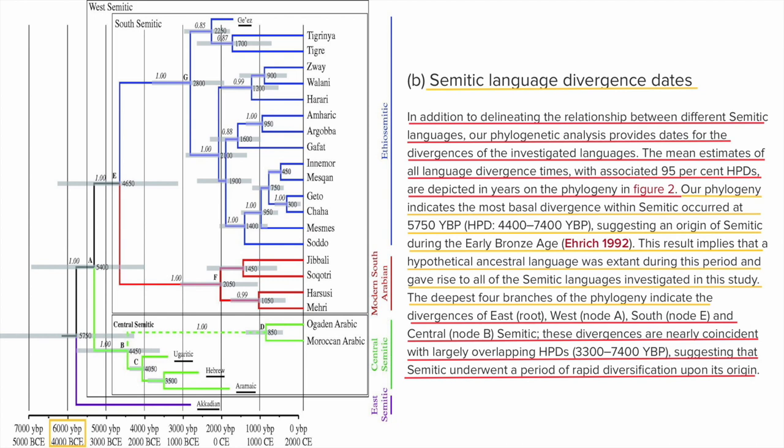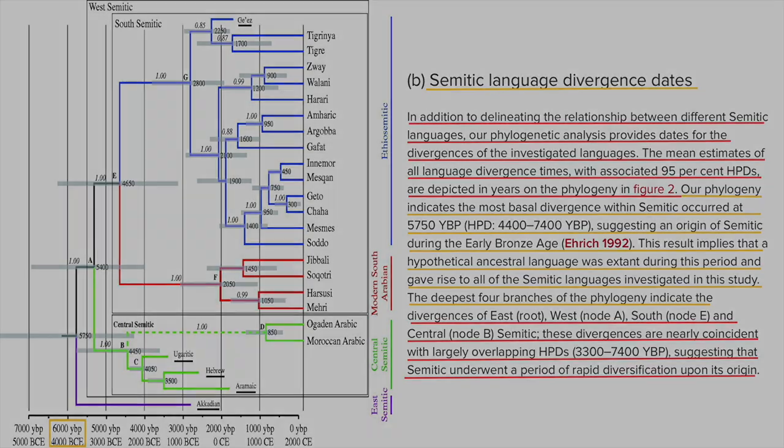The deepest four branches of the phylogeny indicate the divergence of East root, West node A, South node E, and Central node B Semitic. These divergences are nearly coincident with largely overlapping HPDs, 3,300 through 7,400 YBP, suggesting that Semitic underwent a period of rapid diversification upon its origin.